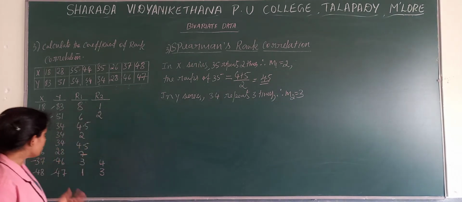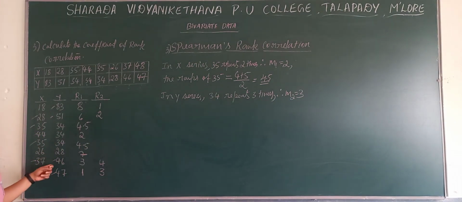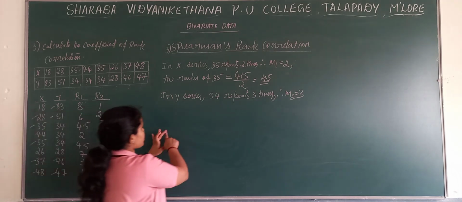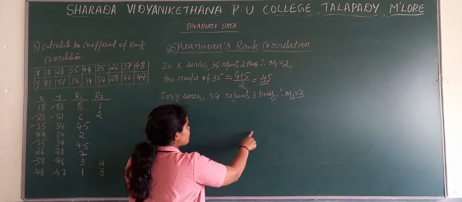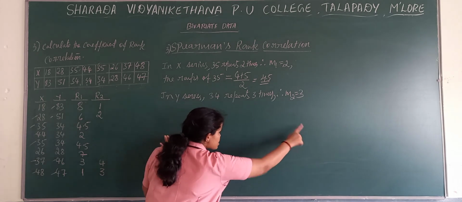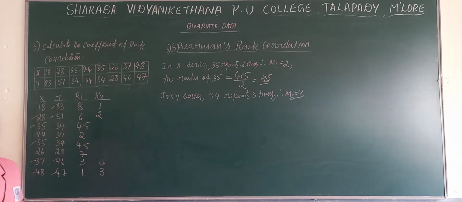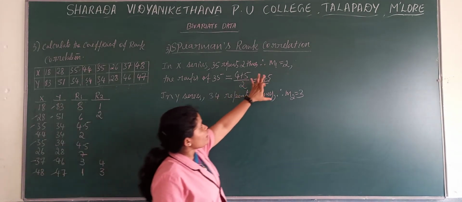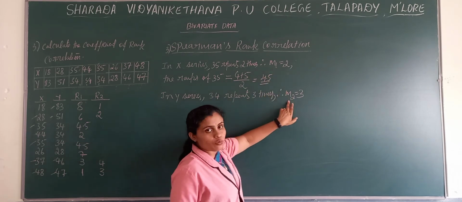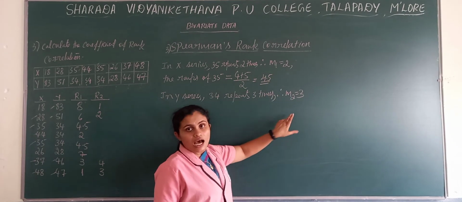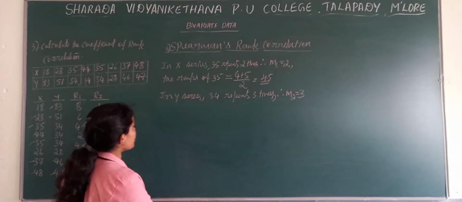If we have one more value, for example 28 repeats, once again we have 28 in the Y series, then we write that 28 repeats 2 times. So m3 is equal to 2. So it continues. Now here only 2 values repeat, so m1 and m2. If one more value repeats, m3, you have to write how many times it repeats.